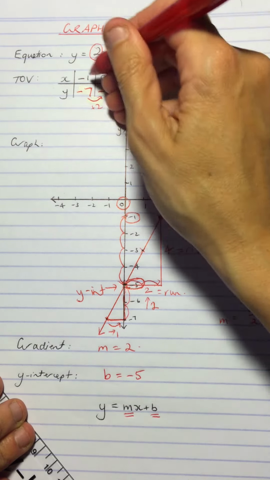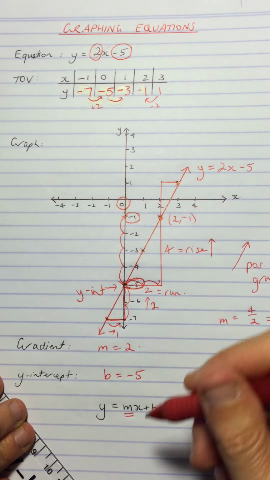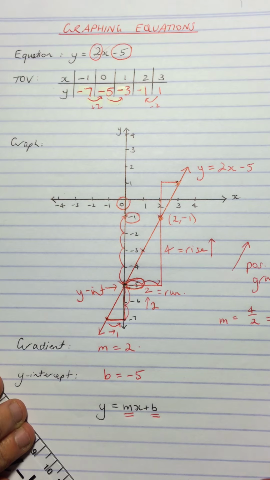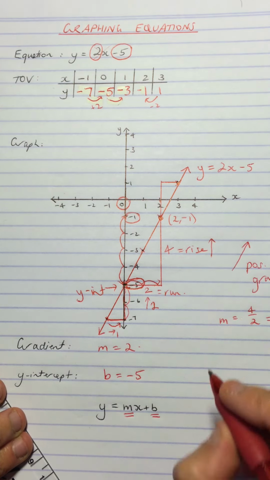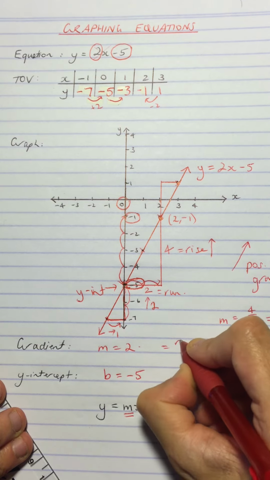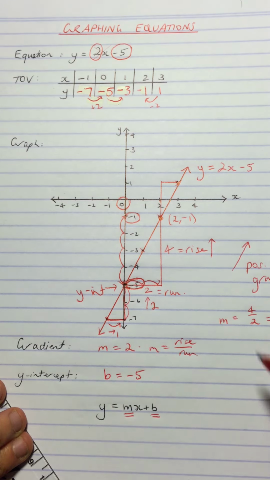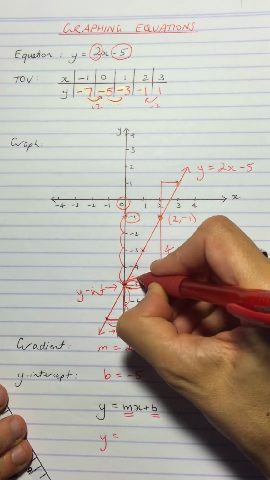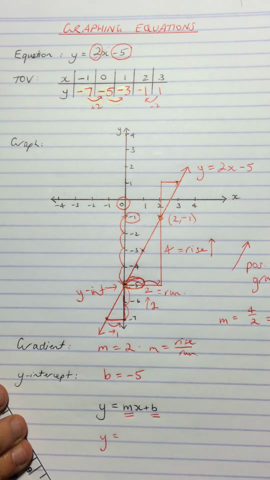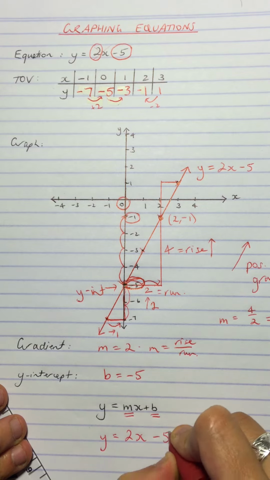So I can use the equation to graph the line, or I can be given a line and I can make the equation. All I need is 2 points. My gradient is rise over run. It doesn't matter which 2 points, I just need a triangle. And my y-intercept I can simply read off the graph where the line cuts the y-axis. And my equation, as we already know, is 2x minus 5.